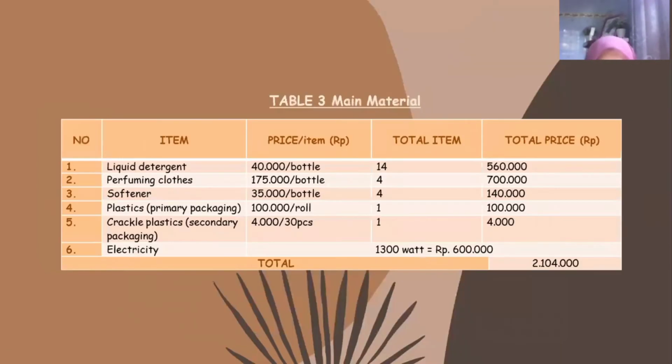The third table is about main material. We have some items with the price for every item. We have total item and the total price we get 2,104,000 rupiahs.